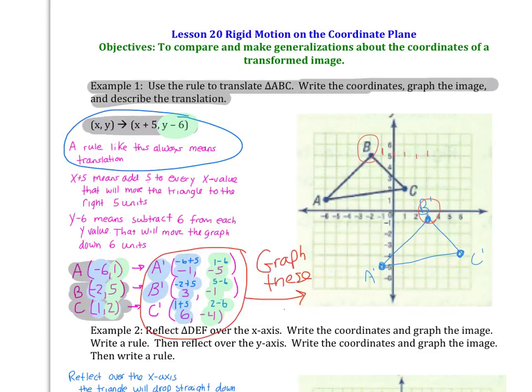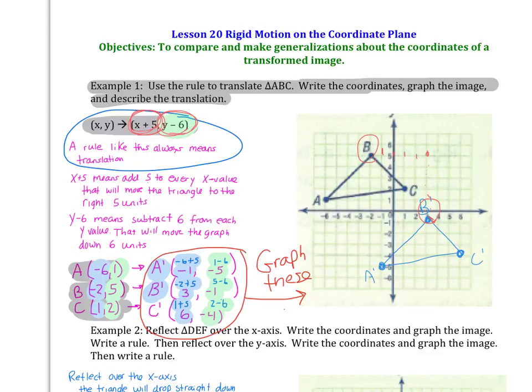Well, that 5 to the right and this x plus 5 mean the exact same thing. There's a connection there. Okay, and then it was moved down. So from here, it was moved down 1, 2, 3, 4, 5, 6. It was moved down 6, and that's what y minus 6 means. So it's kind of like it's giving you code up top, and you don't necessarily have to write out all the coordinates and graph the picture to figure out that this was a translation 5 right and 6 down. Okay, so we'll go back over to what's written here in pink.